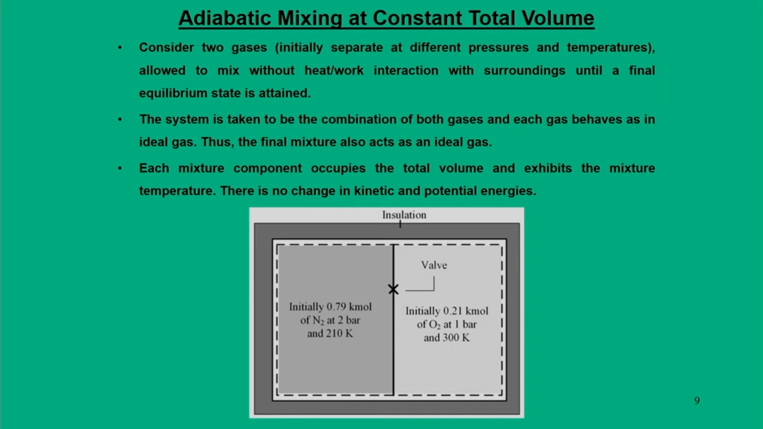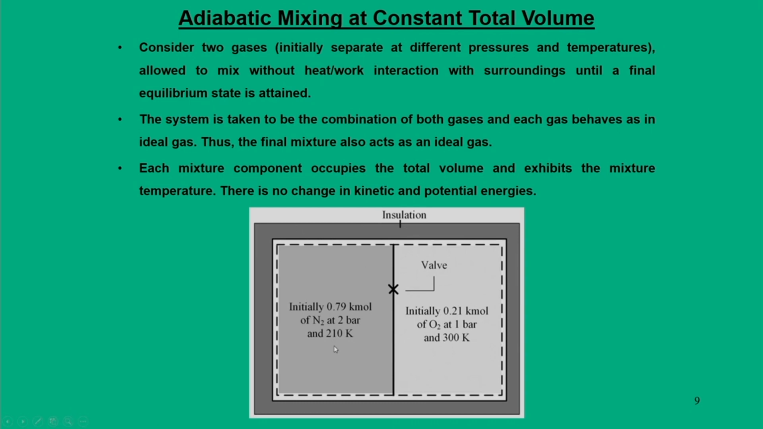Now, in our previous two cases, we have seen that the mixture was at constant composition, and during this process of change of state, the composition does not change. The mixture expands or compresses during the change of state. Now we will consider a situation where the components are initially separate, and after certain time they form a mixture. One such case is adiabatic mixing at constant volume.